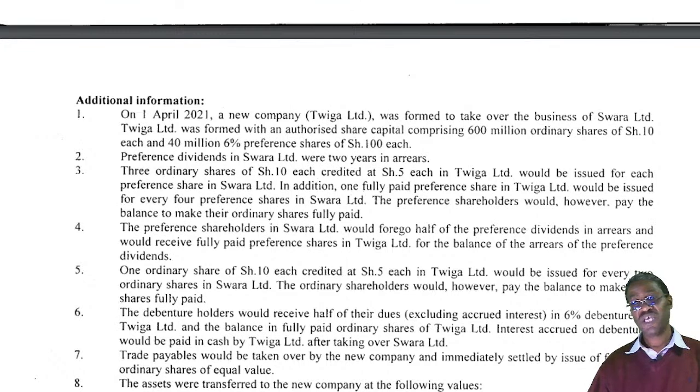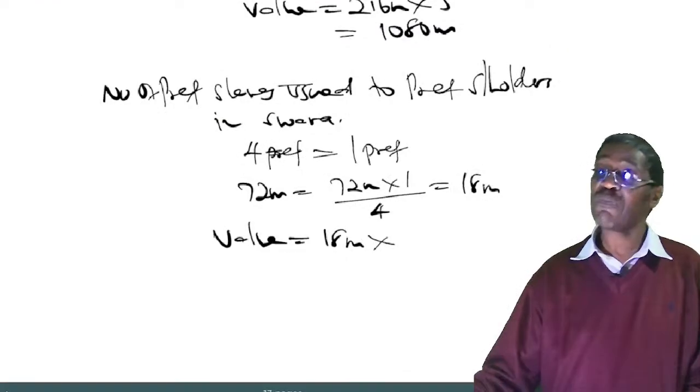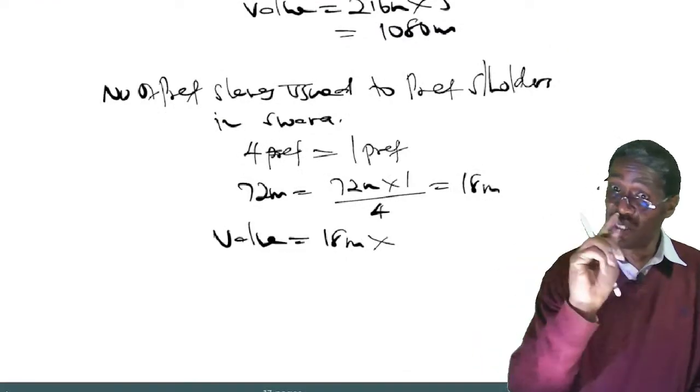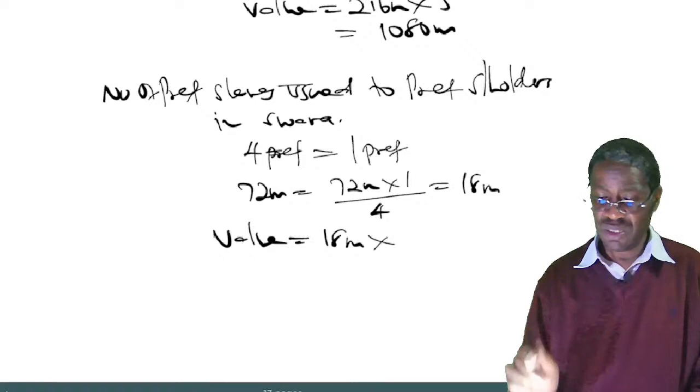one fully paid. If you remember, from note number one, we got the information from there. You trigger your preference shares of a value of how much? If you look at note number one, the last sentence, 40 million 6% preference shares over 100 each. So we now know in Trigger, one preference share has a par value of 100. And we are issuing one fully paid preference share.